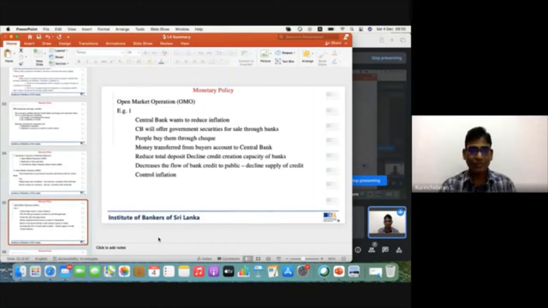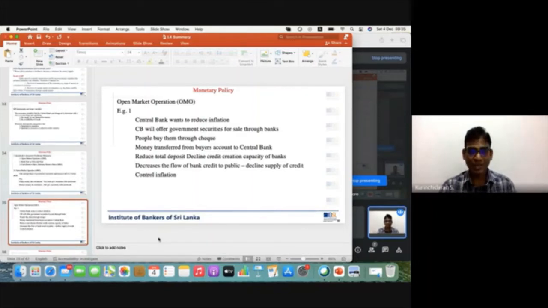So what will happen? Total deposits reduce, and the credit creation capacity of the banks declines. Now what happened? The public money has gone to the central bank, so there are no more deposits now. If there are no more deposits, they cannot give loans. If they cannot give loans, then deposit creation also declines.